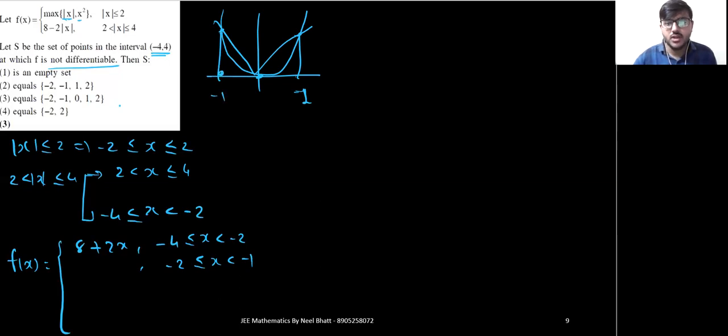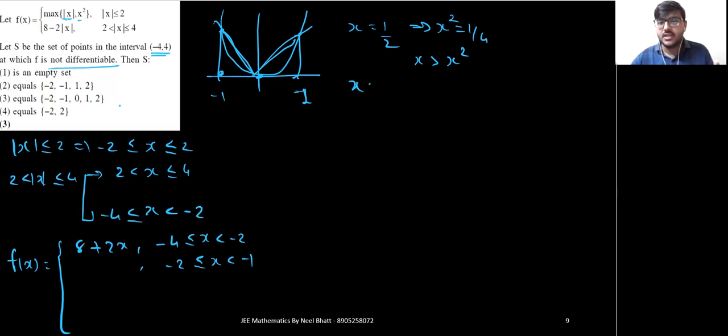In between -1 to 1, we find that mod x has greater value, because if you put any value which is less than 1 and greater than -1, we find that x square will be less than mod x. Okay, if I take x equals half, x square will be 1 by 4. So we can surely say that mod x is greater than x square, right? If x equals minus half, because we have to take modulus of x, again x square will be 1 by 4. So in this case again mod x is greater than x square.